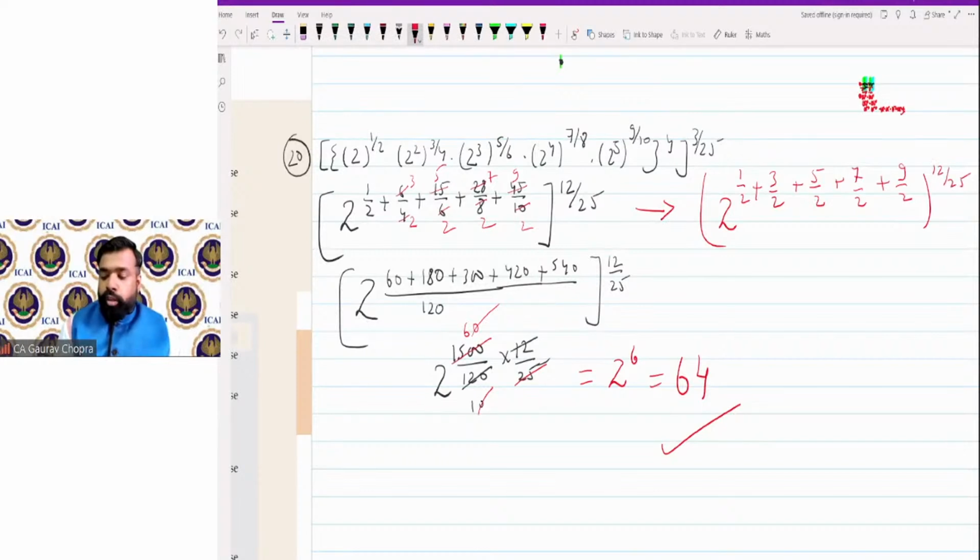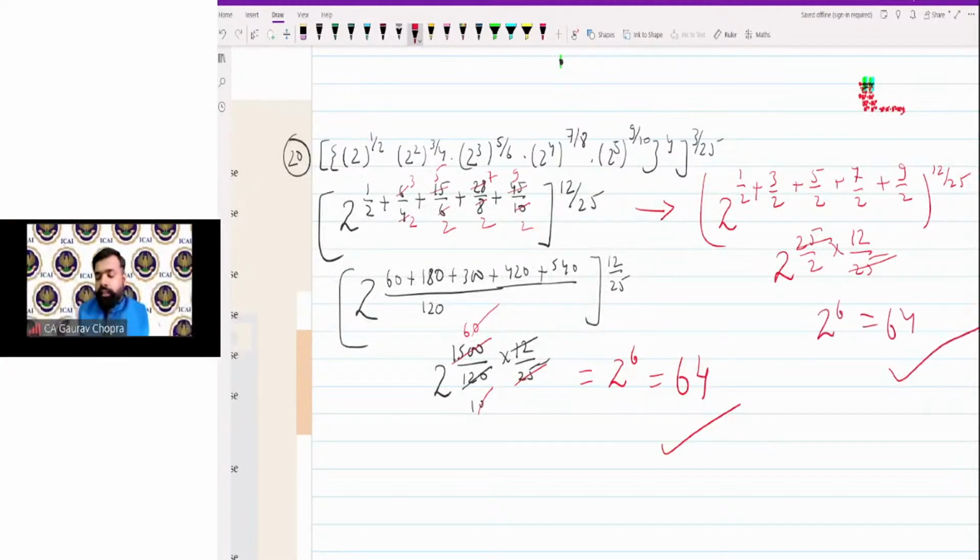So what will be the addition? 1 plus 3, 4, plus 5, 9, plus 7, 16, and plus 9, 25. So 2 to the power of 25 by 2 into 12 by 25. So again, 2 to the power of 6, that is 64.